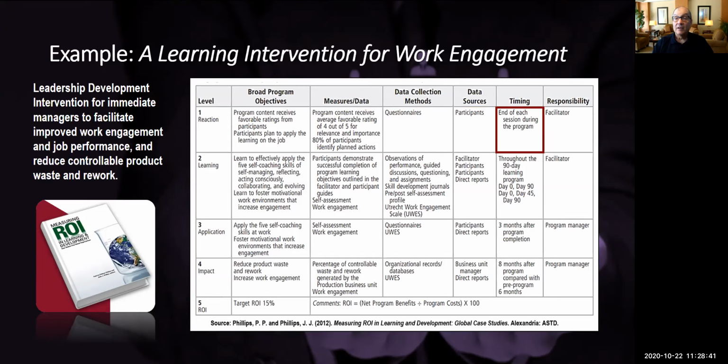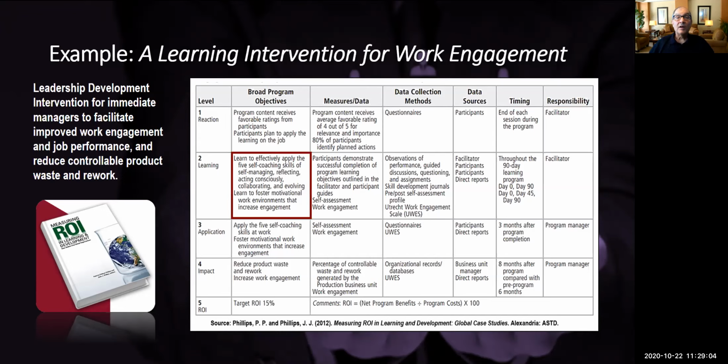When are you going to do it? That's the timing. End of each session during the learning program. Piece of cake, right? There were 7 sessions, so there were 7 questionnaires for each of those sessions. And who's responsible for collecting the data? In this case, it was the facilitator.